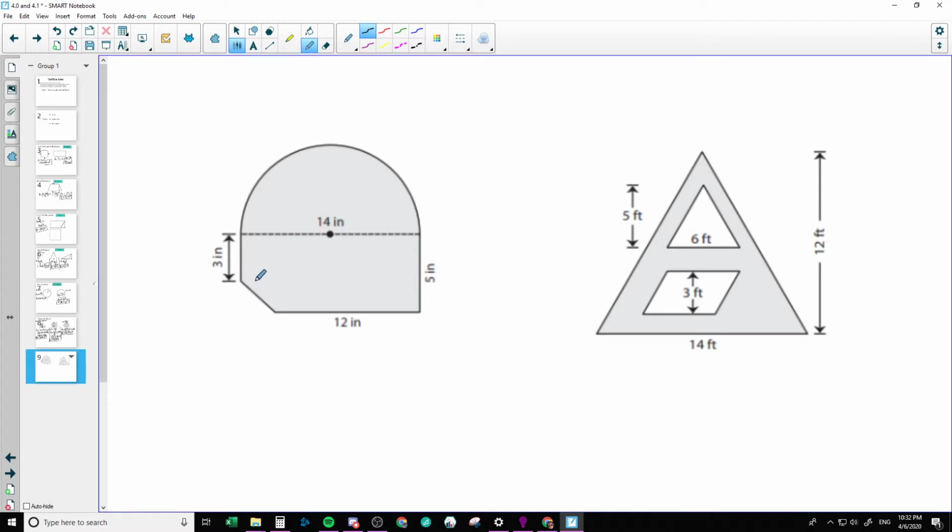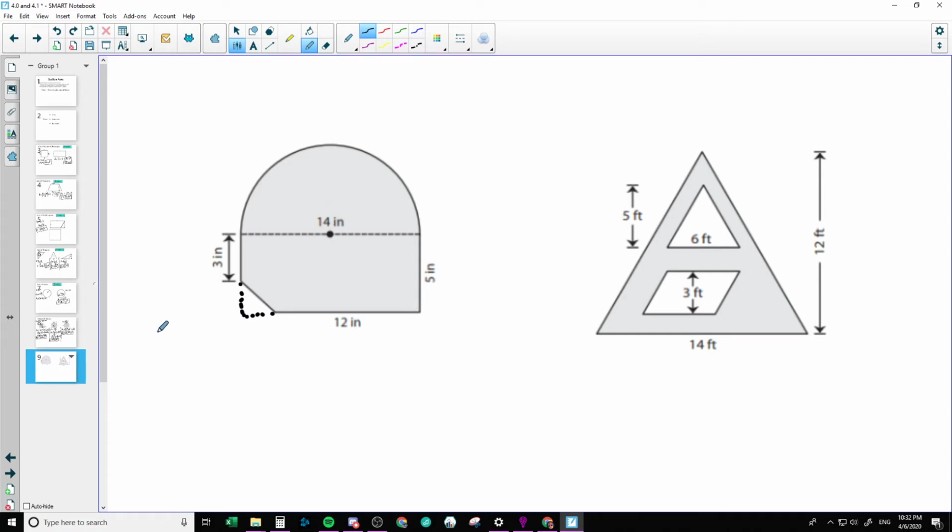All right, this one here has a half circle and a rectangle, but this rectangle is missing a corner. It's missing a triangle. So we have to use our critical thinking skills to figure out how much space this triangle takes up and to subtract it from how much this whole shape would have been.